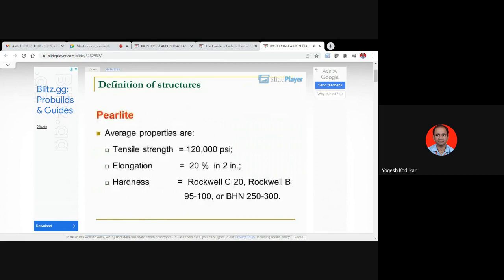Definition of structures. Pearlite. Average properties are: tensile strength equals 120,000 pounds per square inch, elongation equals 20% in 2 inches, hardness equals Rockwell C20, Rockwell B95 to 100, or BHN 250 to 300.